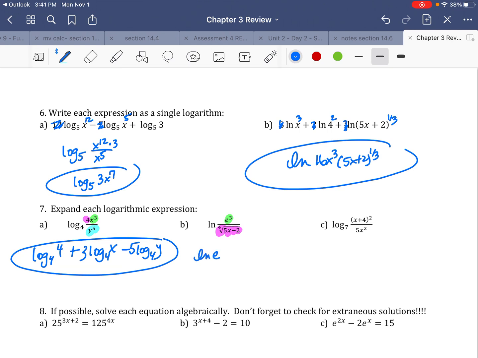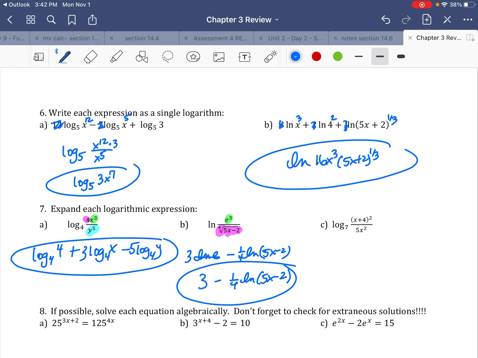So I have ln of e to the third, well, the 3 can come out here, minus ln of 5x minus 2 to the 1/4, but the 1/4 can be out front. Also, one more thing, ln of e, they knock each other out. So my final answer is 3 minus 1/4 ln of 5x minus 2. And you are done. You cannot break up the 5x minus 2, remember.